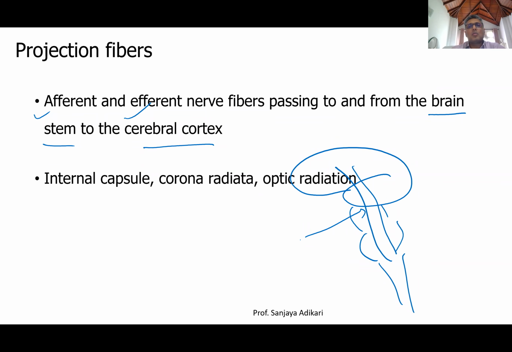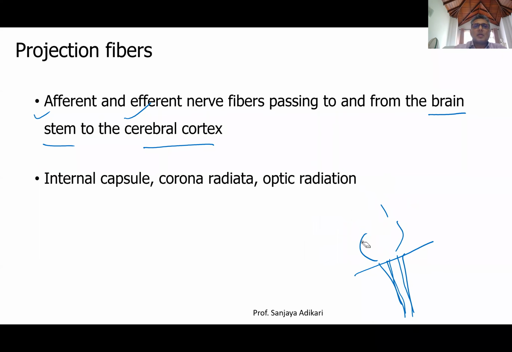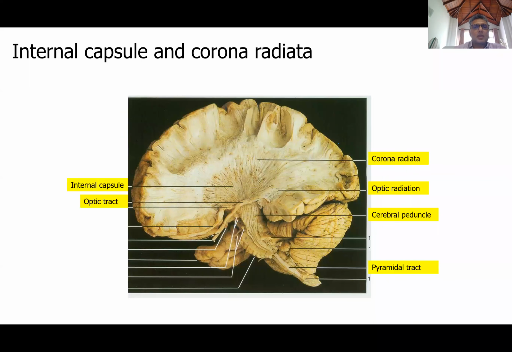So why do you call them projection? They go beyond the limits of the cerebrum and come down to the brain stem, and they actually continue down into the spinal cord as well. By definition, that is it. Good examples of projection fiber tracts are the internal capsule, corona radiata, and optic radiation. We will discuss what these are in a moment.